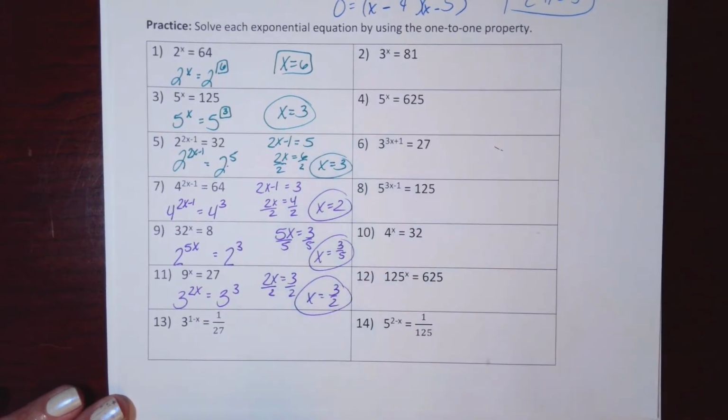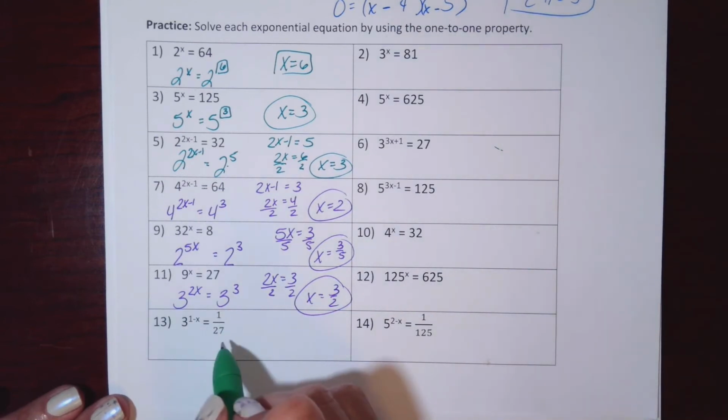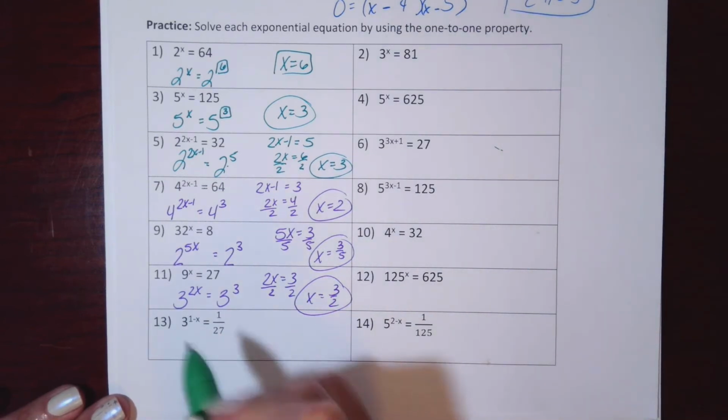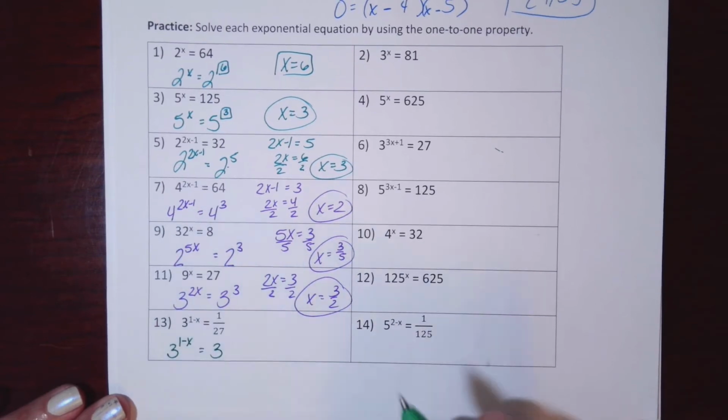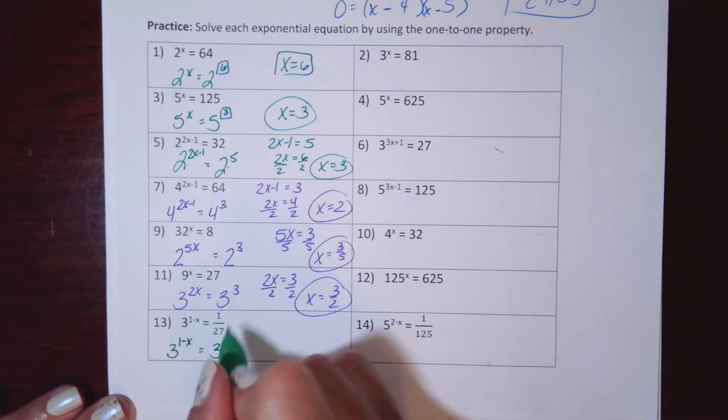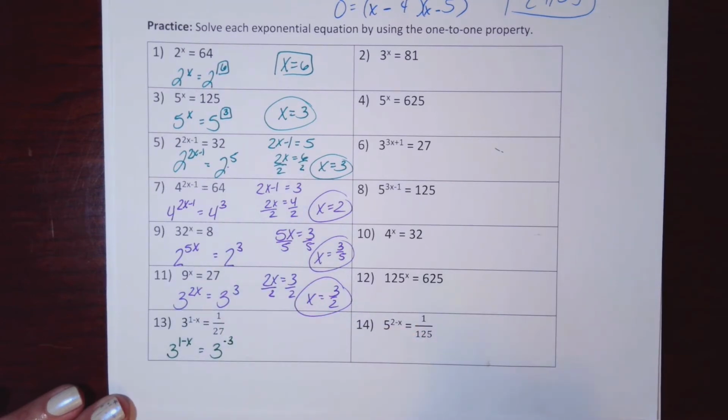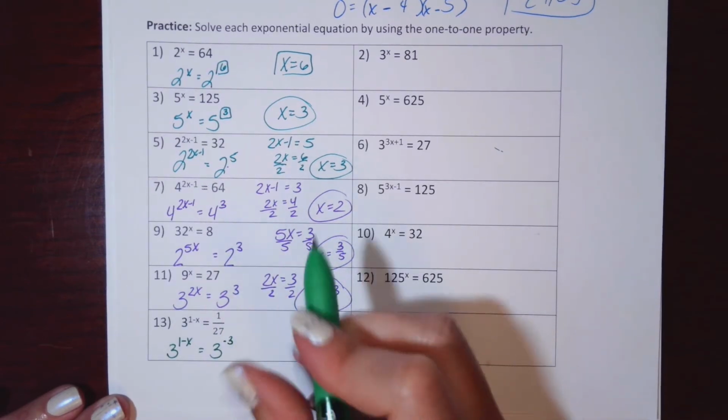It's my one-to-one property. And then finally, this last one, 3 is good. I can make this 3. So 1 minus x is my exponent here. 3 cubed is 27. 3 to the negative 3 is 1 over 27. There's my negative exponent coming into play.